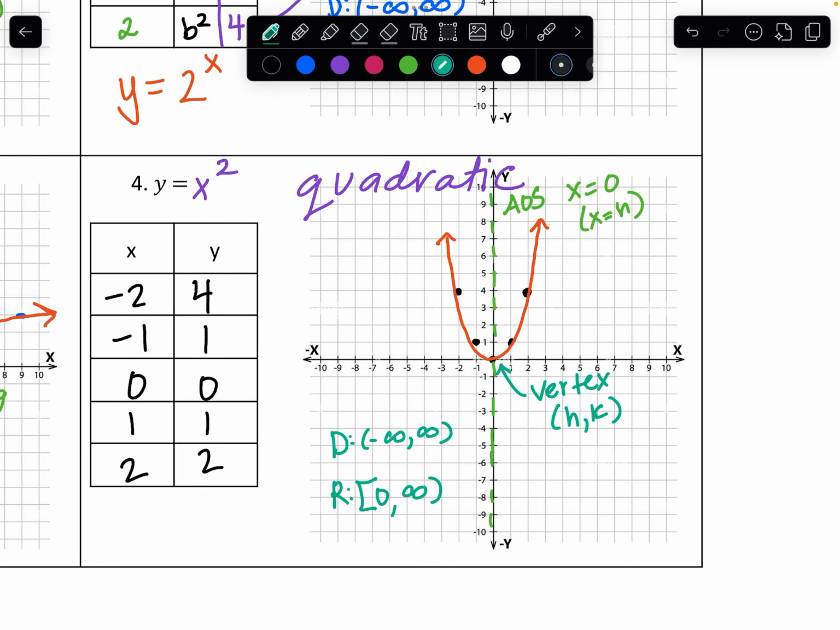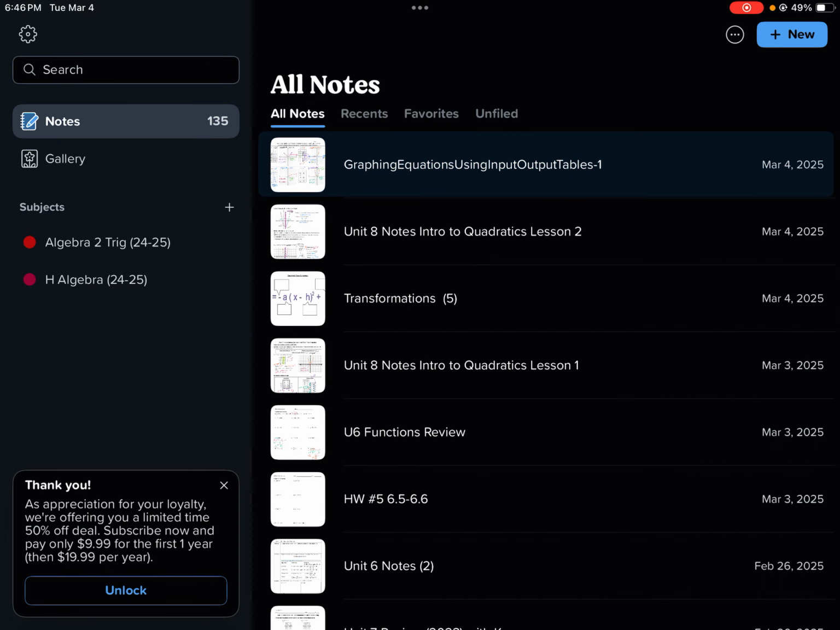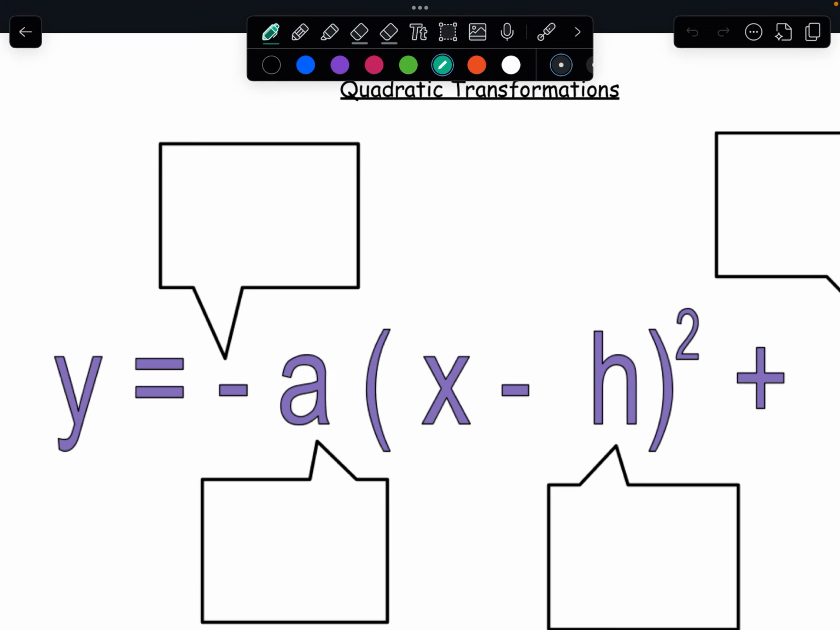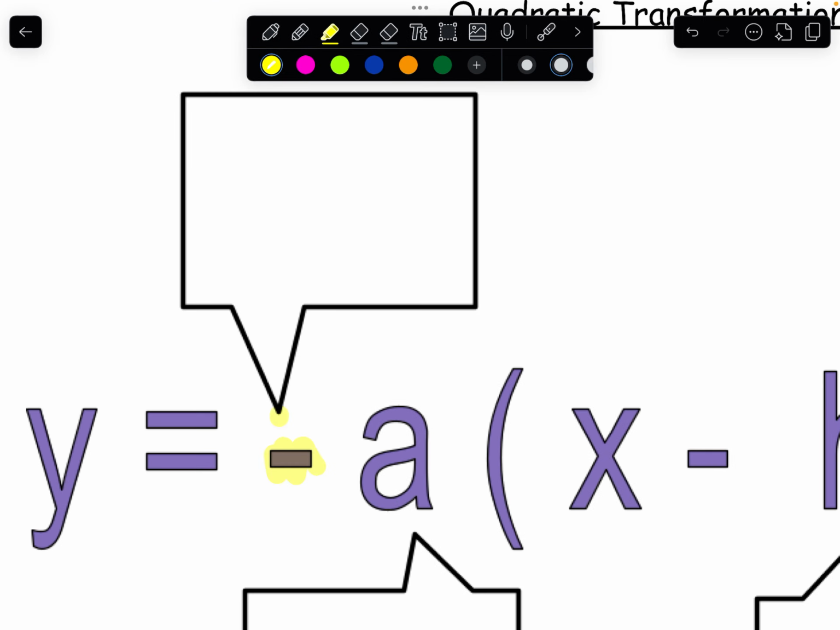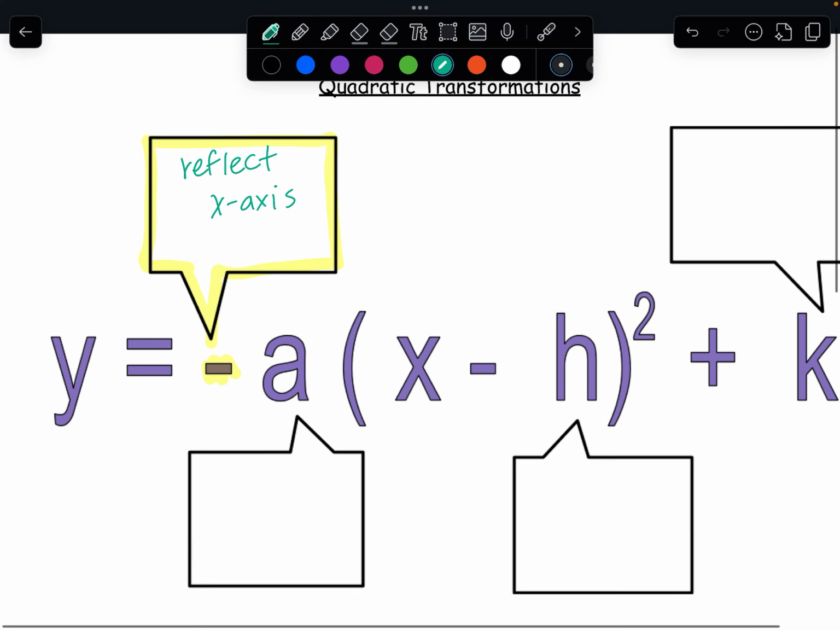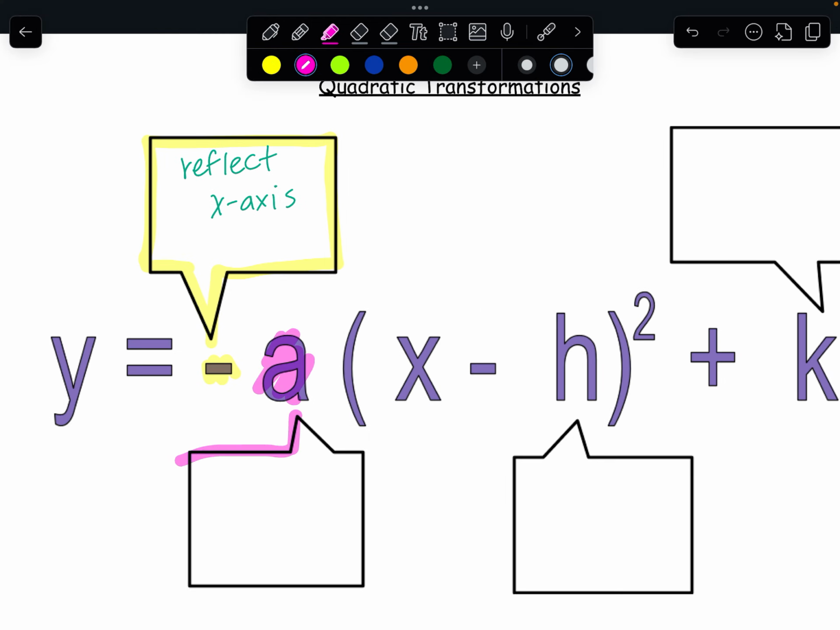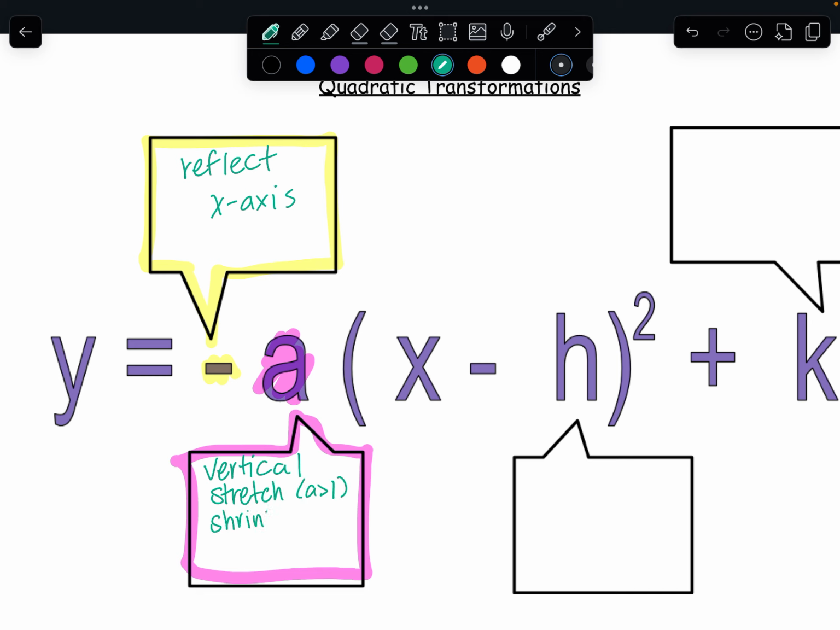So there's all those pieces for this blue piece of paper. And then there's one new blue piece of paper to finish off all of our transformations. Here we go. So the negative goes here. Boom, boom, boom. This is a reflection over the x-axis. We then have our A value, which is our vertical stretch. So that's if A is greater than 1. Shrink if A is between 0 and 1 by a scale factor of A.